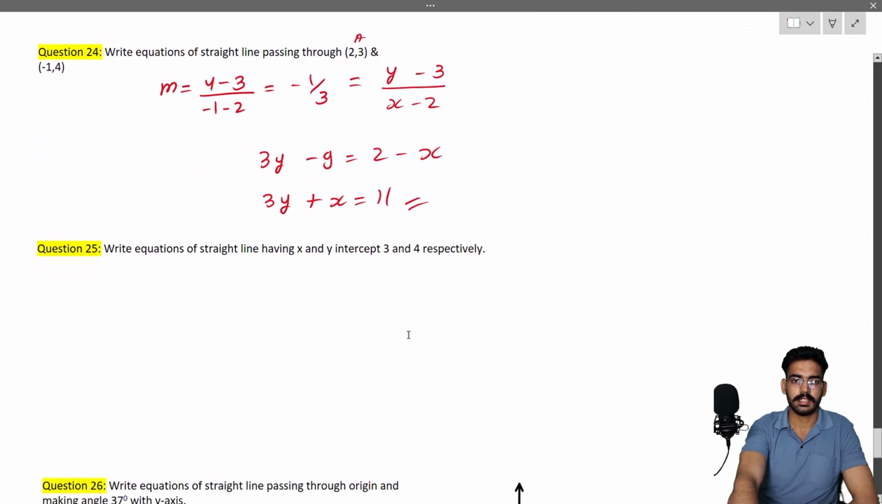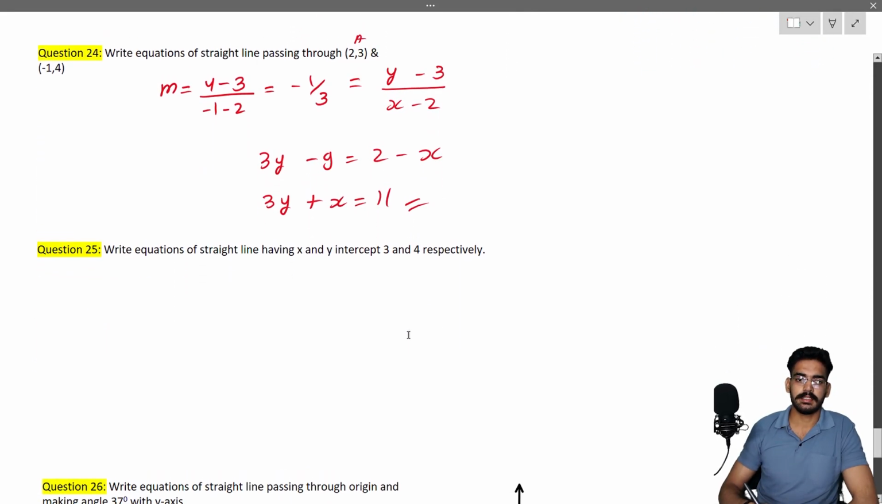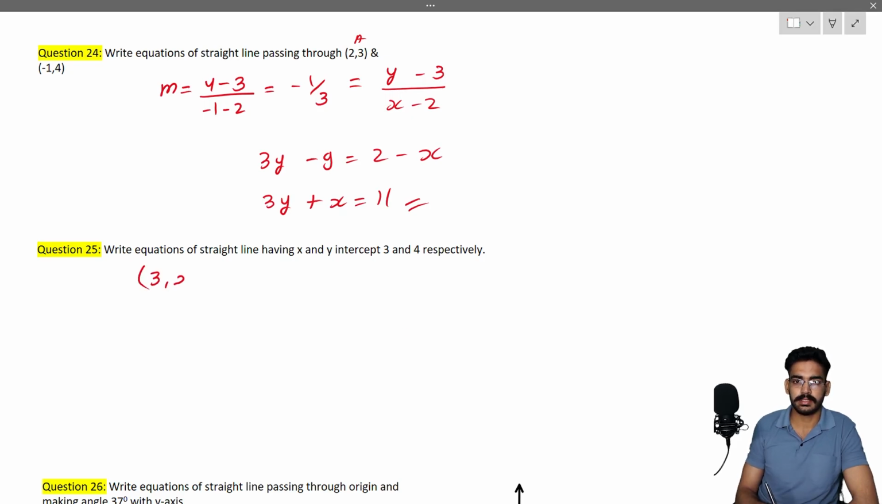What is given here? Write equation of straight line having x and y intercept 3 and 4. So if x intercept is given 3, means coordinate is given, what the coordinate is given, 3 comma 0. Okay, and y intercept is given means 0 comma 4, right? So 2 points are given. Now it's easy to answer. So slope, what is the slope came? 4 minus 0 divided by 0 minus 3, that is minus 4 by 3.